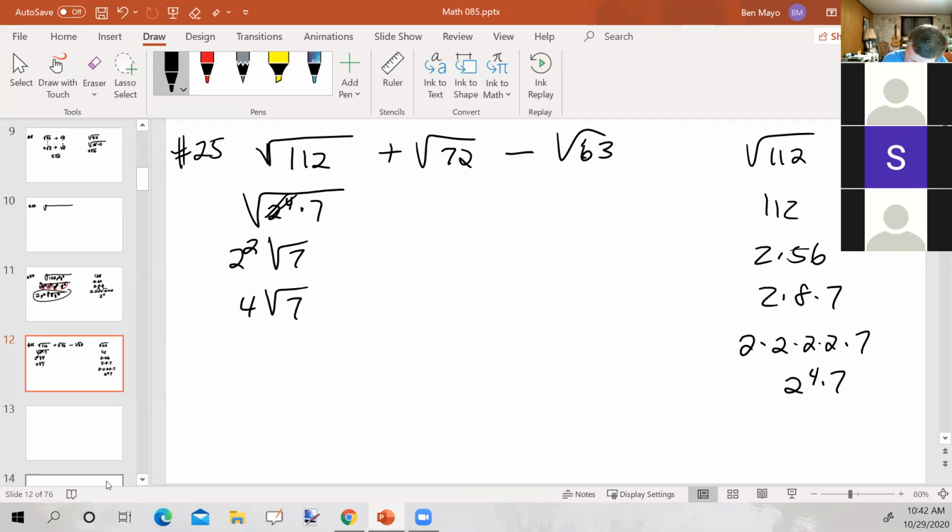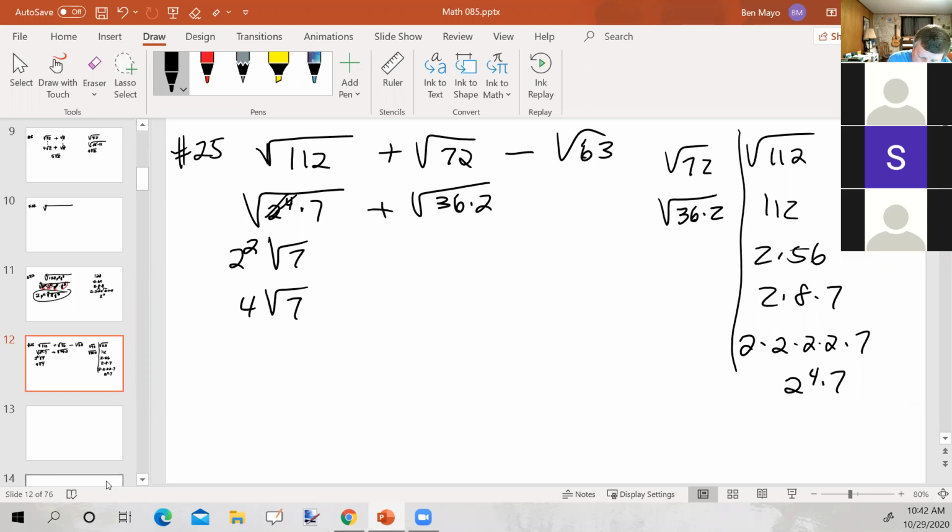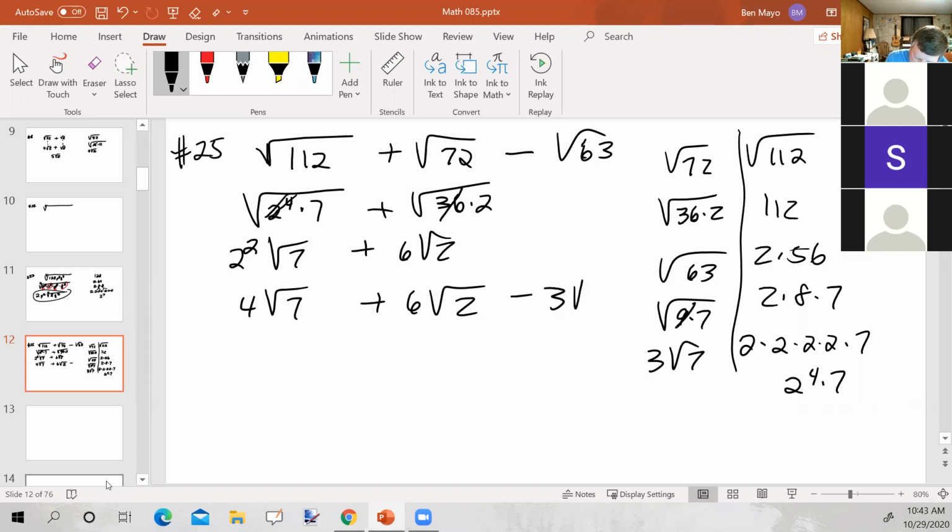All right. Let's take a look at the square root of 72. That would be what, 36 times 2? Well, 36 is a perfect square, isn't it? What's the square root of 36? 6. So I get plus 6 square roots of 2. Oh, those aren't like radicals, are they? Nope. Well, let's keep going. 63, that would be 9 times 7. What's the square root of 9? 3. So minus 3 square roots of 7.